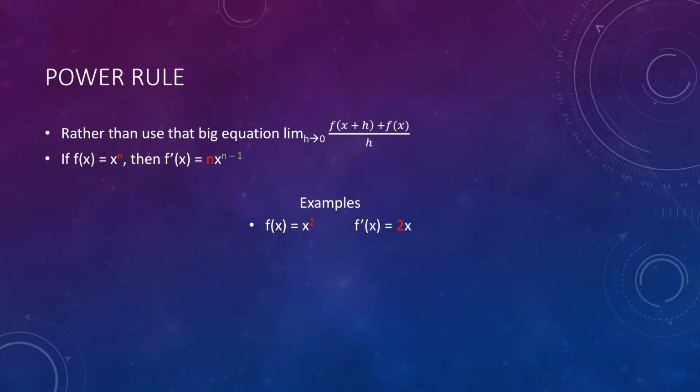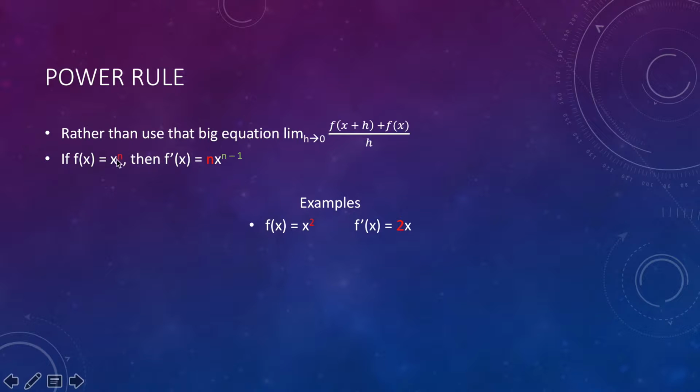So I previously mentioned this long formula that we could use, and I explained how we came to it, but there's actually a much simpler way than using this formula every single time. So we're going to take a look at the power rule. If f of x equals x to the power of n, then the derivative of that is basically n times x to the power of n minus 1.